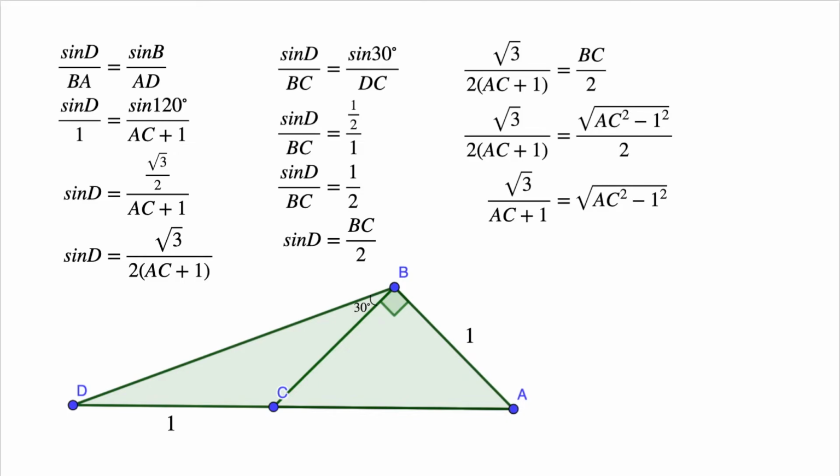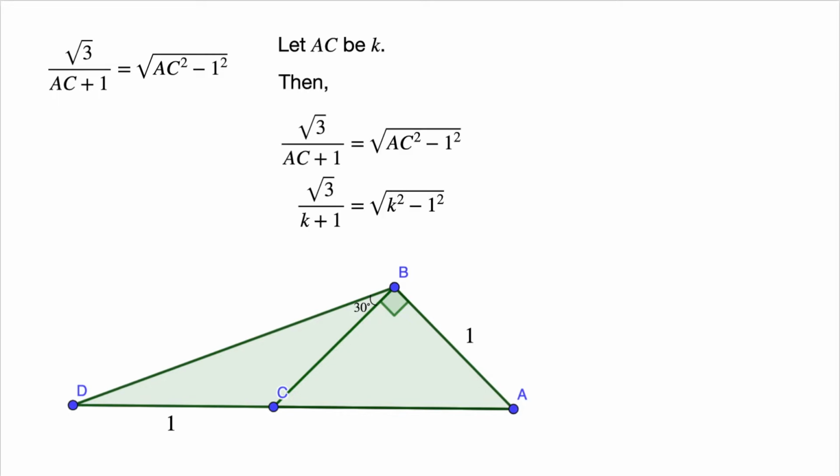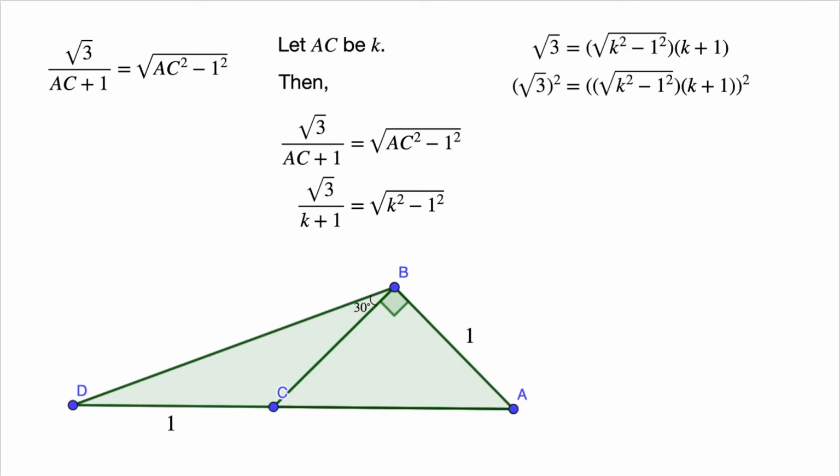and get this equation with only the variable AC inside. To make it easier to solve for AC, we can let some variable k stand for AC. Then, this equation would become square root of 3 over k plus 1 is equal to the square root of k squared minus 1 squared. Now we can solve for k. Multiplying both sides by k plus 1, we get this. Then, to get rid of this inconvenient square root sign, we square both sides. Then we simplify.